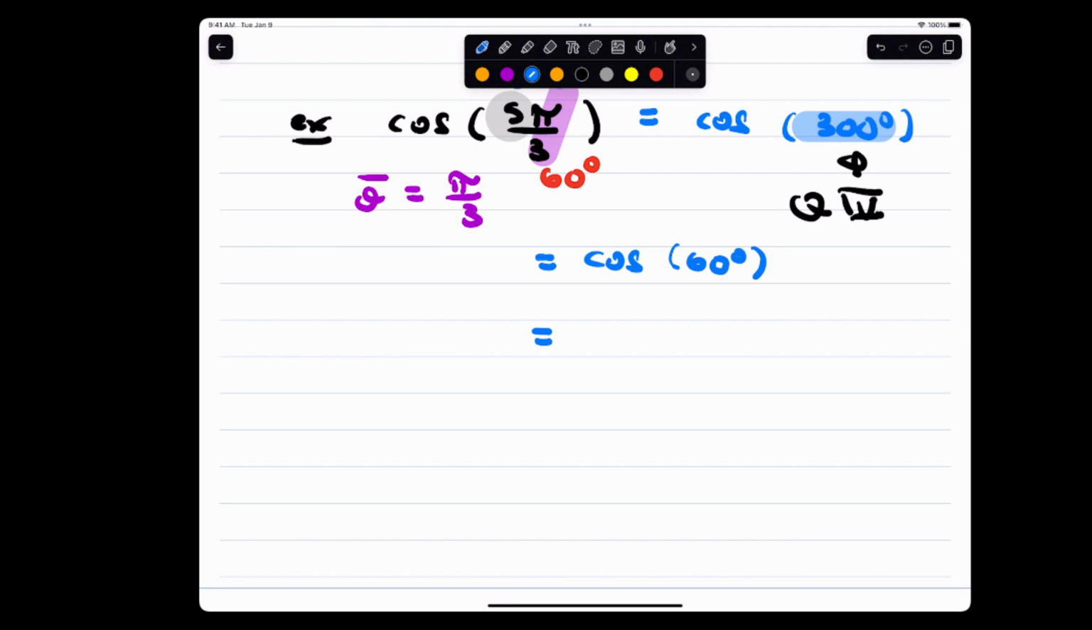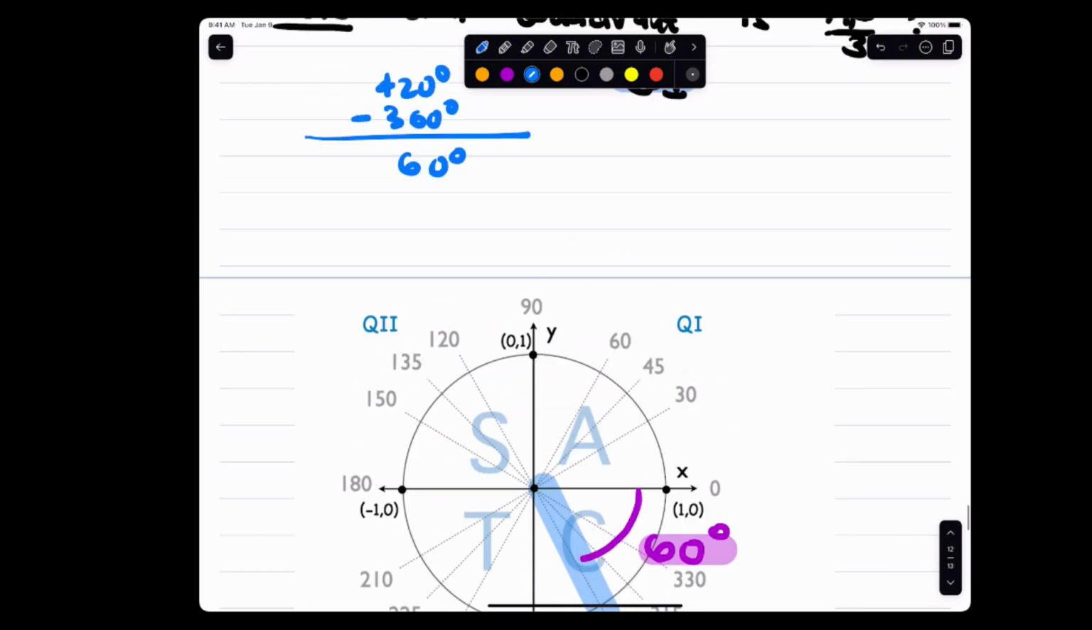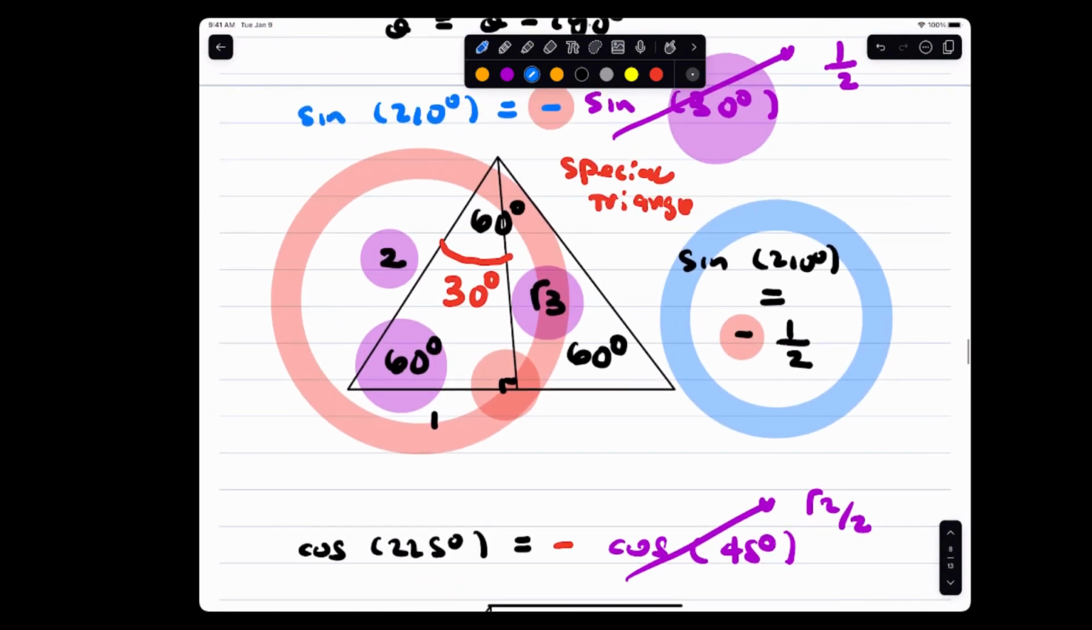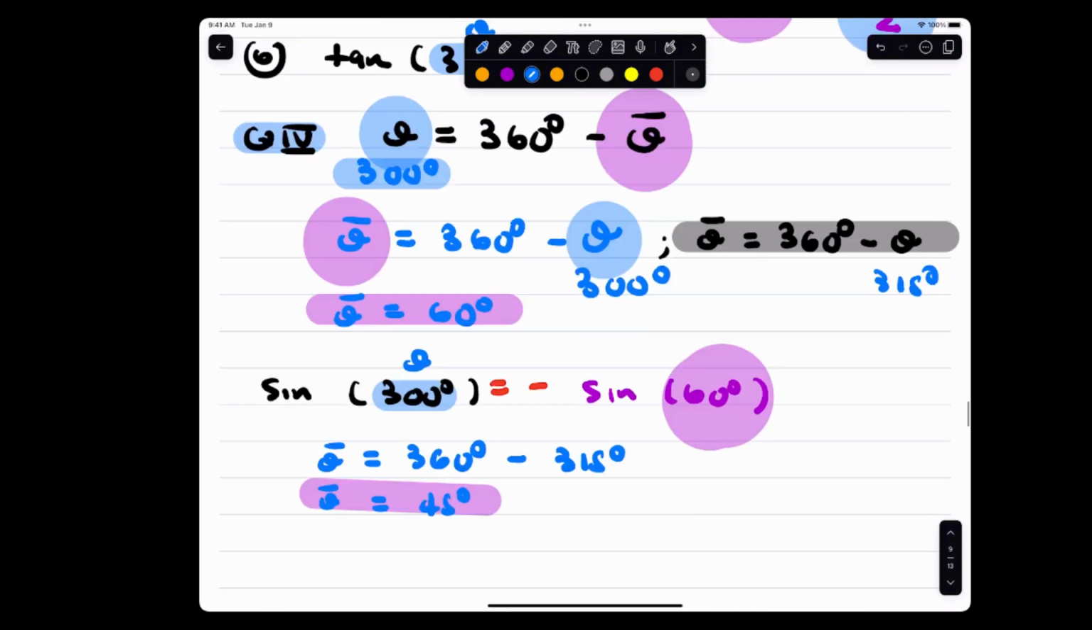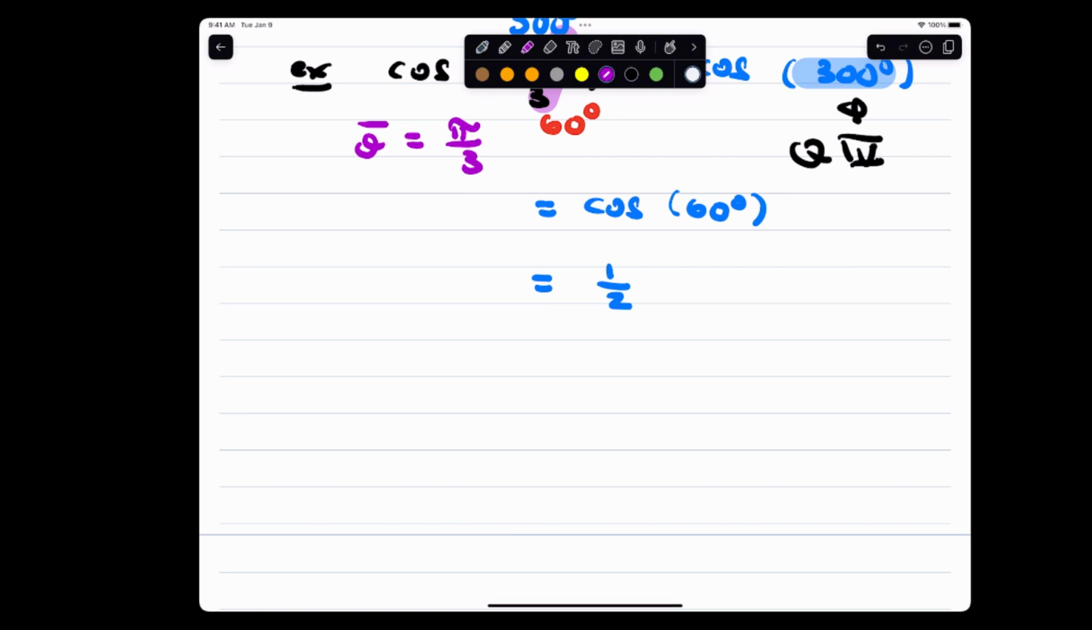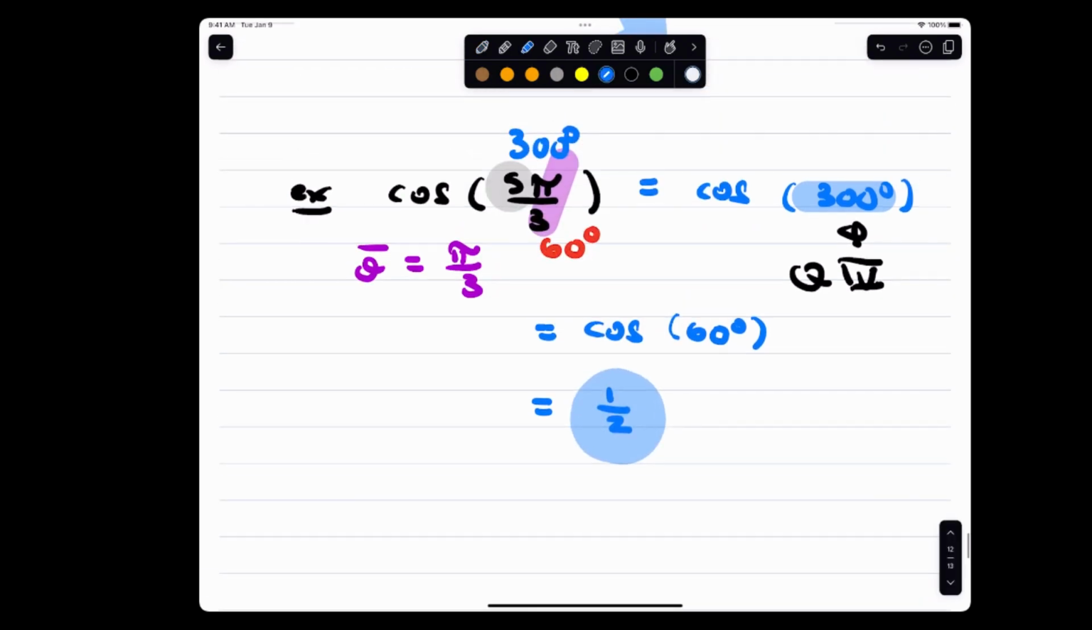Right, cosine of 60. So let's find out. Let's go to the special triangle here. Cosine 60. So we need to know the definition of cosine. What's the definition of cosine? Adjacent. Good. 1 over 2. 1/2. Here we go. Cosine 300 is cosine 60, which is 1/2. There you go, ladies and gentlemen. Is that easy peasy, lemon squeezy, putting everything together?